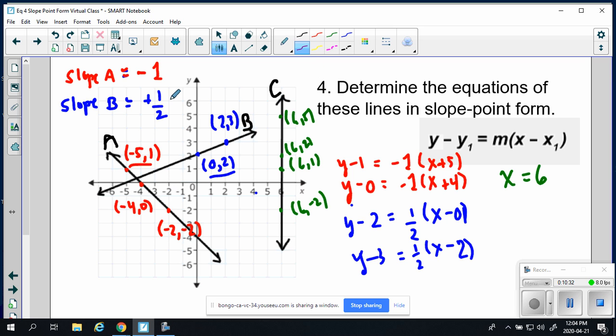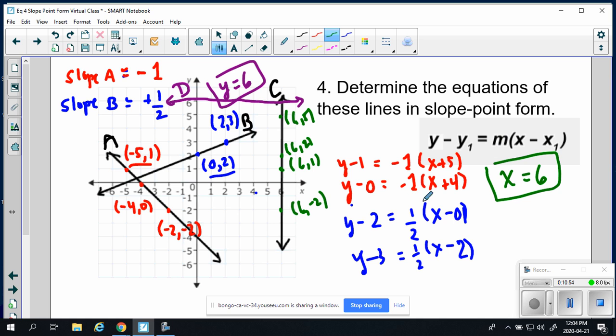Just as a reminder, if I had a horizontal line, like so, then the y's are going to equal 6. So if you had a line D over here and I wanted the equation of this one, it is y equals 6. So when you have horizontal or vertical lines, you get these special forms of equations where it's just like y is equal to something or x is equal to something. And you just have to remember which one is the vertical version and which one's the horizontal version.